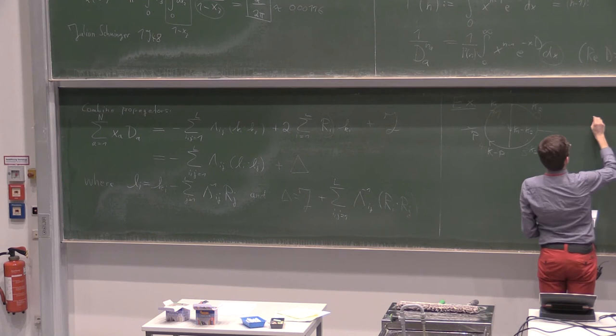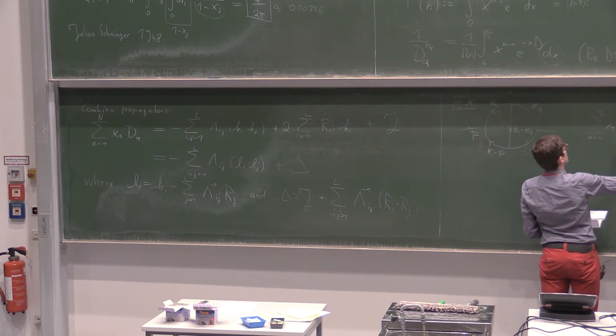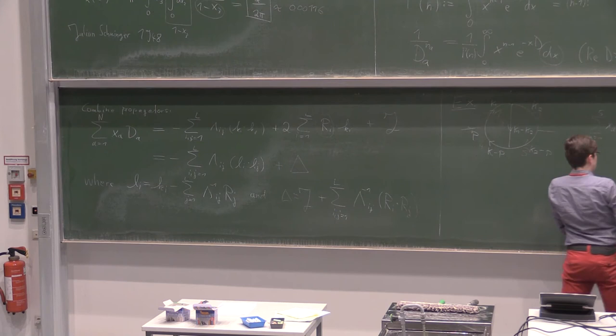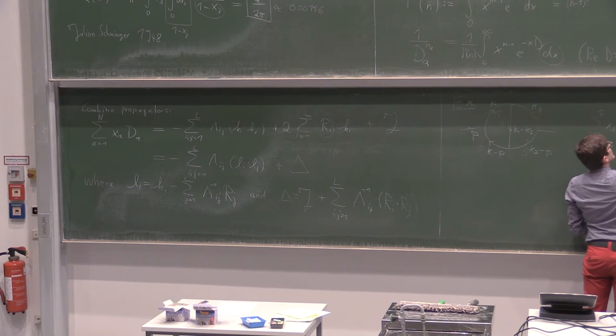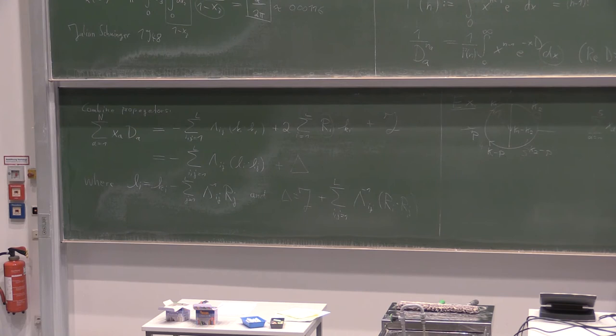So here, the first denominator would probably be x1, and it would just be k1 squared. And let's say we have no masses. Then we have x2 with k2 squared, and x3 with k2 minus p squared, and x4 with k1 minus p squared, and then x5 with k1 minus k2 squared.